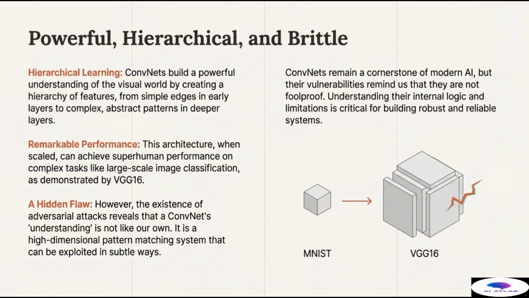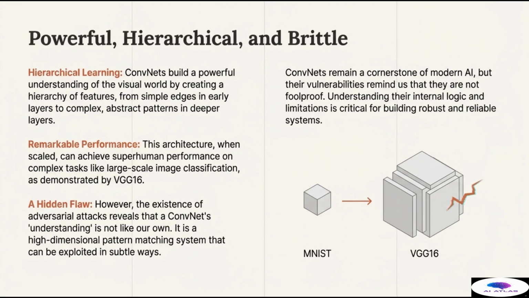Our visual journey through the anatomy of a ConvNet leads us to 3 central conclusions: that these systems are powerful, hierarchical, and brittle. First, we confirmed the power of hierarchical learning. ConvNets successfully build a profound understanding of the visual world by starting with simple edges in early layers and iteratively combining them into complex, abstract patterns in deeper layers. This architectural elegance is what allows them to extract meaning from pixels.